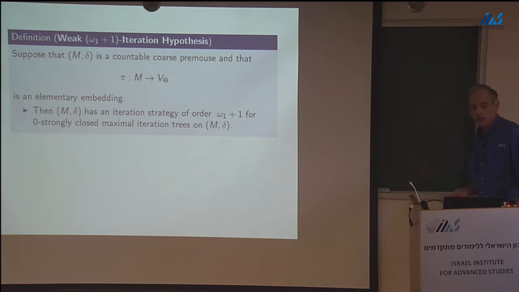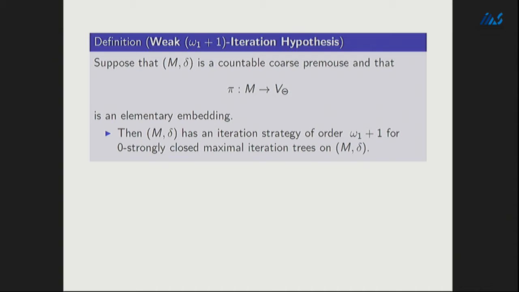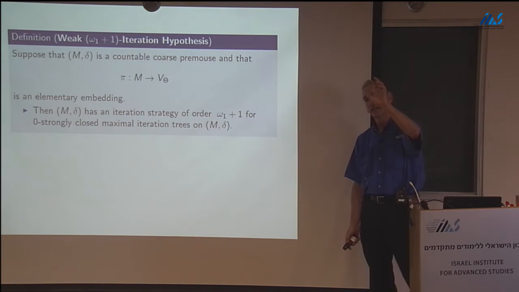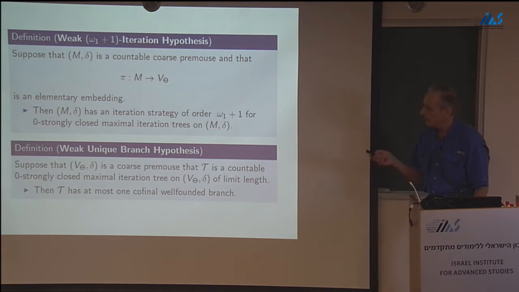All right, so now the two central iteration hypotheses. Suppose you have a countable coarse pre-mouse that elementarily embeds into a rank initial segment of V. Then there is an iteration strategy of order omega 1 plus 1 for zero closed maximal iteration trees on the mouse. So you choose a pre-mouse that you can embed into V, and you have an omega 1 plus 1 iteration strategy for that pre-mouse.